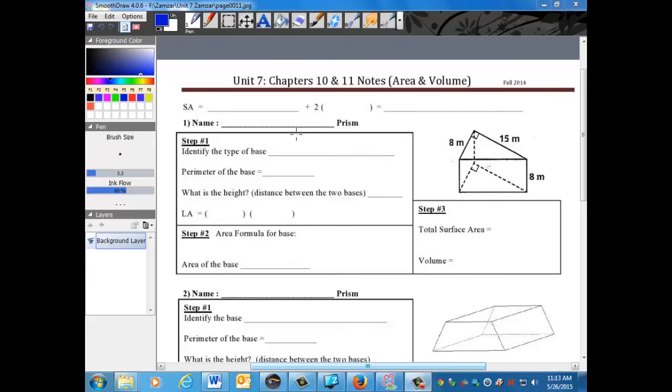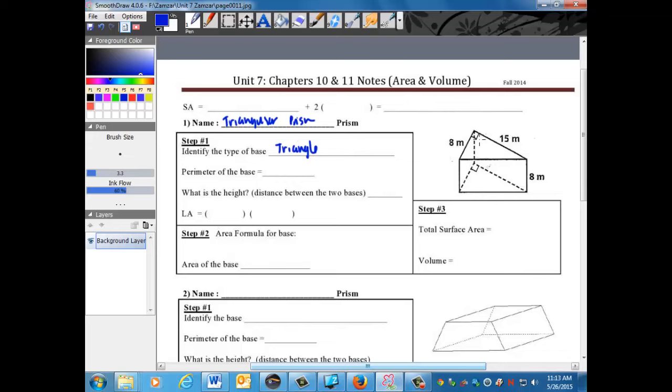Alright, we're back. We're going to identify the shape of the base. And so, again, we're back to our triangular prism. So the base is a triangle. Therefore, the name of this shape is going to be a triangular prism. We're asked to find the perimeter of the base.